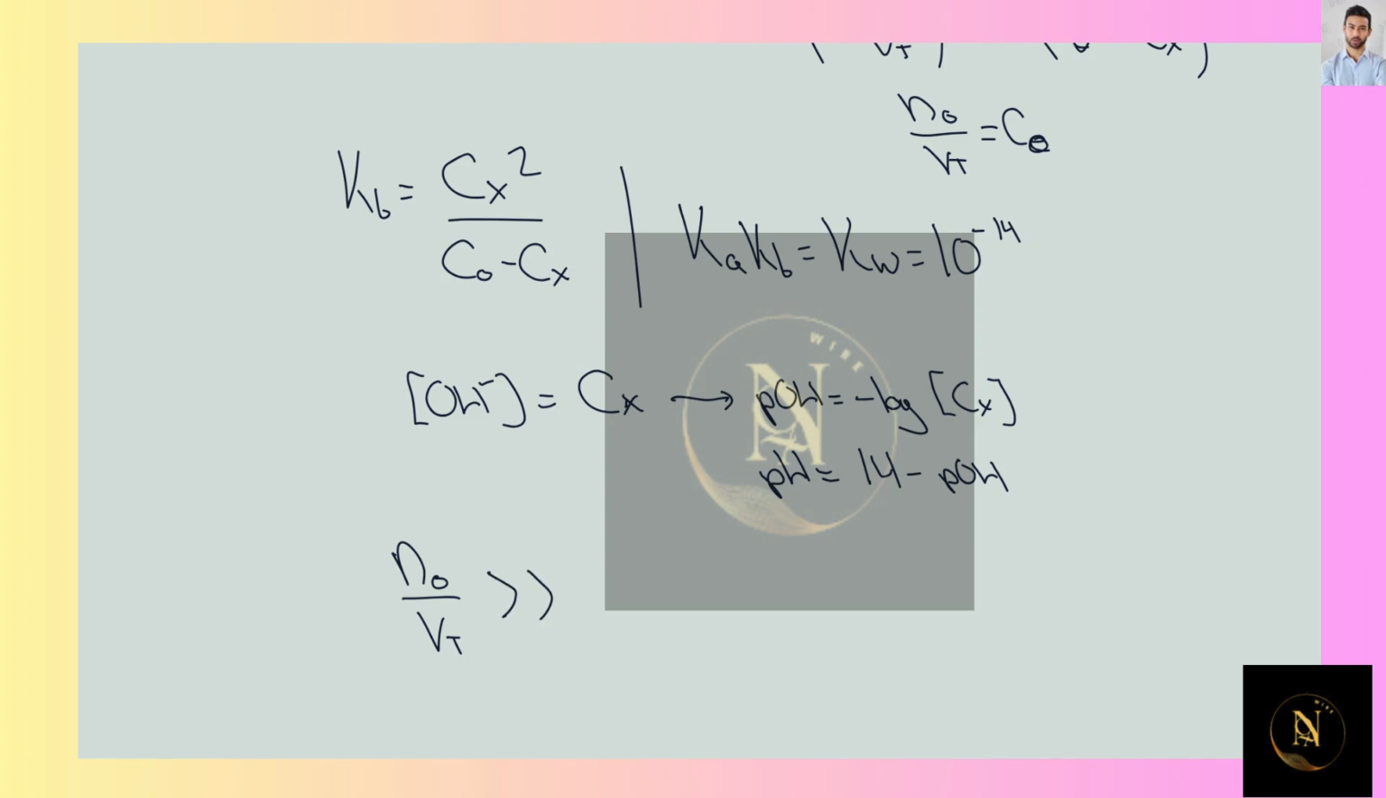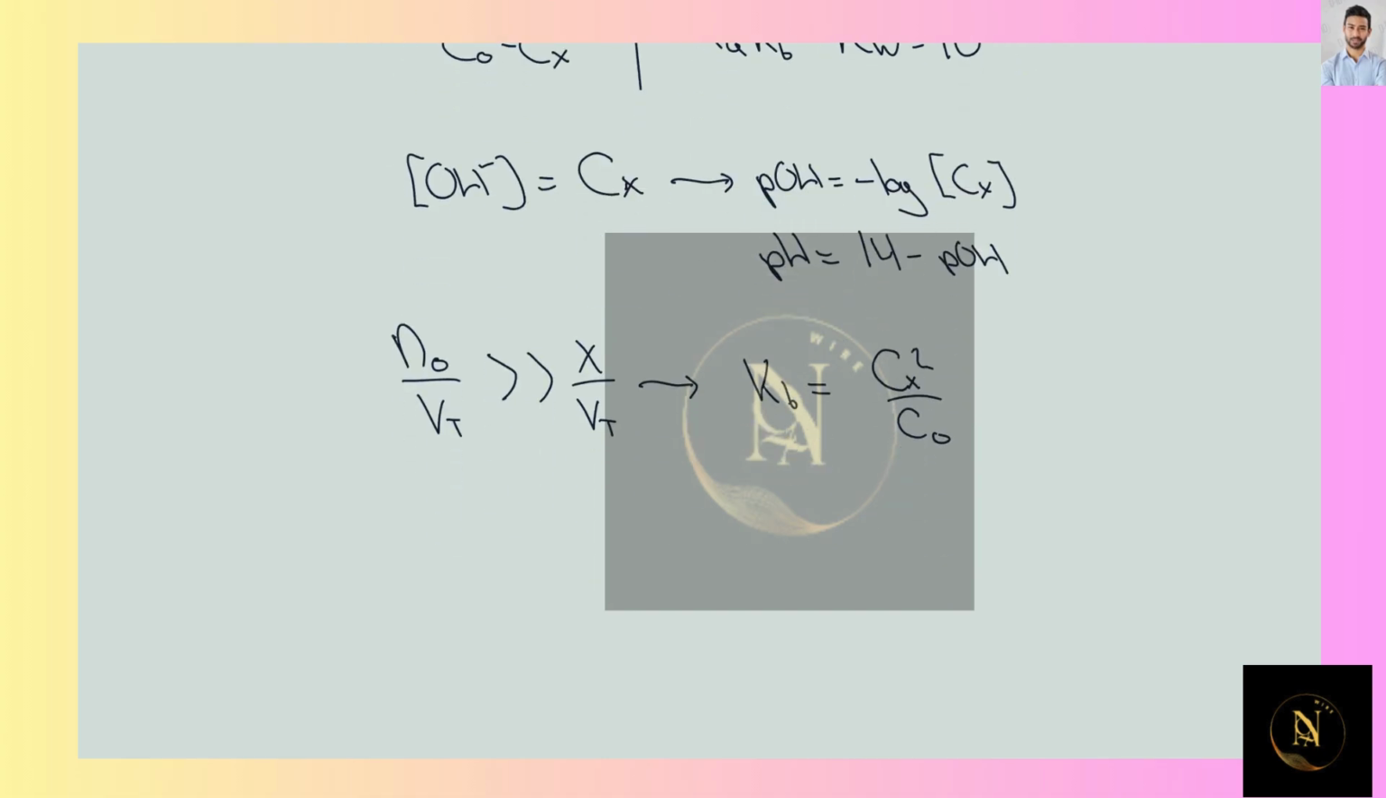Now, the other possible simplification is that if N0 over the total volume is much larger than x over the total volume, your equation reduces to Kb equal to Cx squared over C0. So you can find the result for Cx directly as the square root of Kb times C0. This is the value that you can use for finding the concentration. And that would be all. Thank you very much.